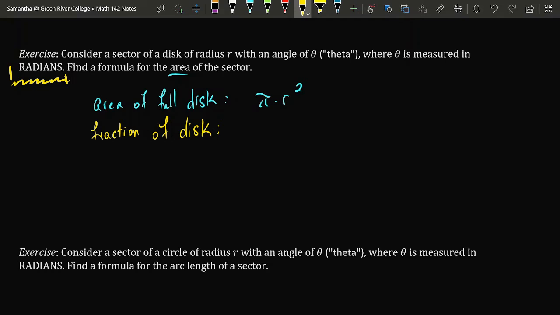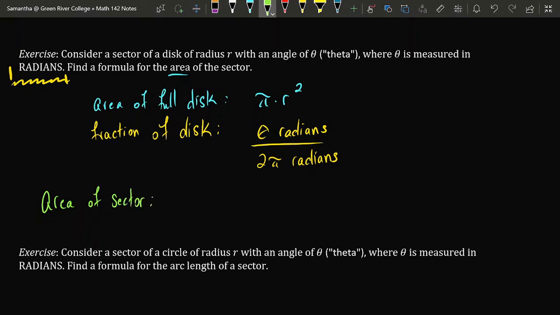We have an angle of theta in radians, out of the full central angle for the full disk, which would be 2 pi radians. So the area of the sector would be equal to pi times r squared multiplied by this fraction theta divided by 2 pi. And if we simplify that by canceling those pi's, we get the following formula.